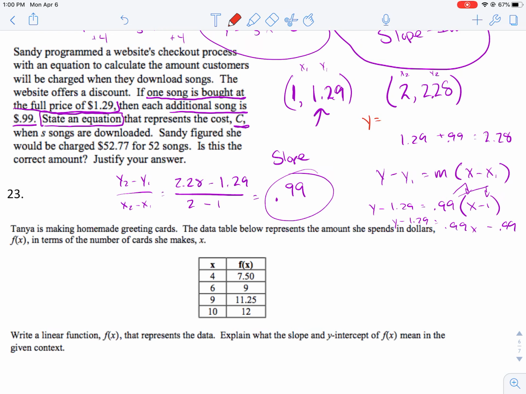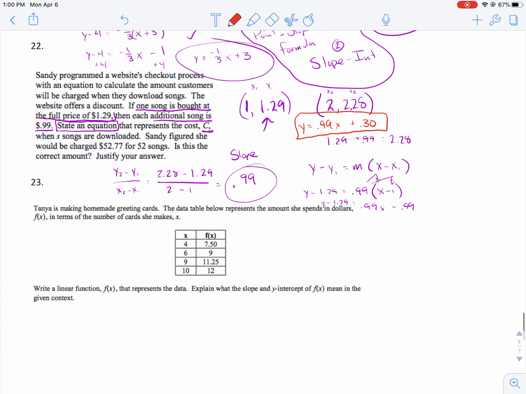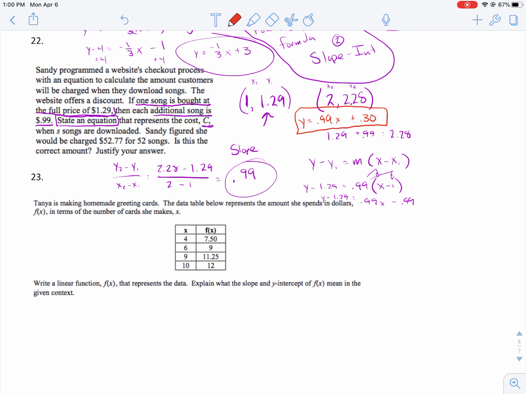And all said and done, I'm running out of room here. Okay, your function should look like this. Y is equal to 0.99x, okay, plus, and we're going to go negative 0.99 plus $1.29, 30 cents. So there is your equation.